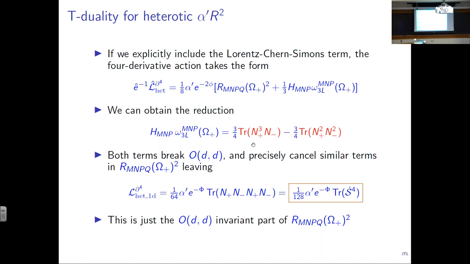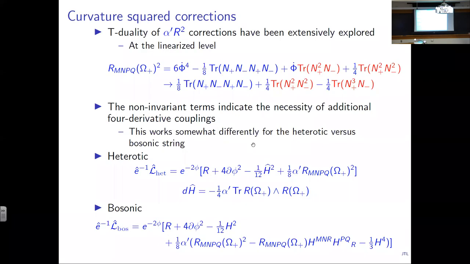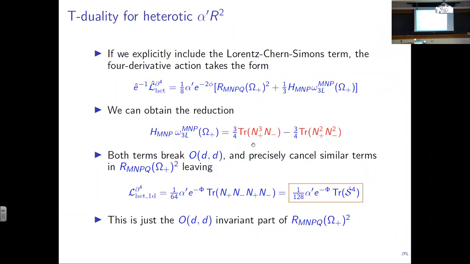My student Marina is very good. She did this calculation. I didn't do that. And you end up with something like that. N plus cubed, n plus squared, n minus squared. Flip to the previous slide. N plus cubed, n minus, n plus squared, n minus squared. Check the factors over here. There's a 1/3 over here that cancels the 3's in the numerators. The red terms from this mixed term precisely cancel the red terms from the Riemann squared, giving you only the n plus n minus alternating term. Very beautiful, which is the O(d) invariant S dot to the 4.